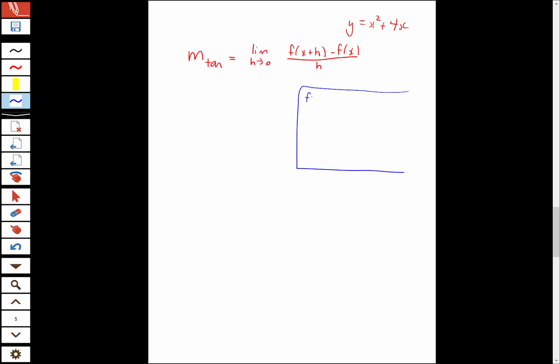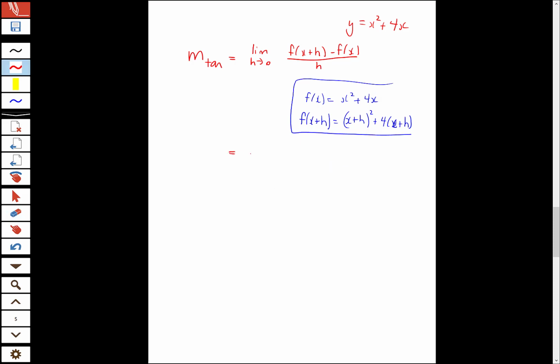Our function, which you could call y, or maybe better call it f of x, is x squared plus 4x. And we need to figure out what f of x plus h looks like. f of x plus h is what you get when you replace every x with an x plus h. You'd have x plus h all squared plus 4 times x plus h. Okay, so that's what we're going to be subbing in, and then we can go back to our calculation from there.